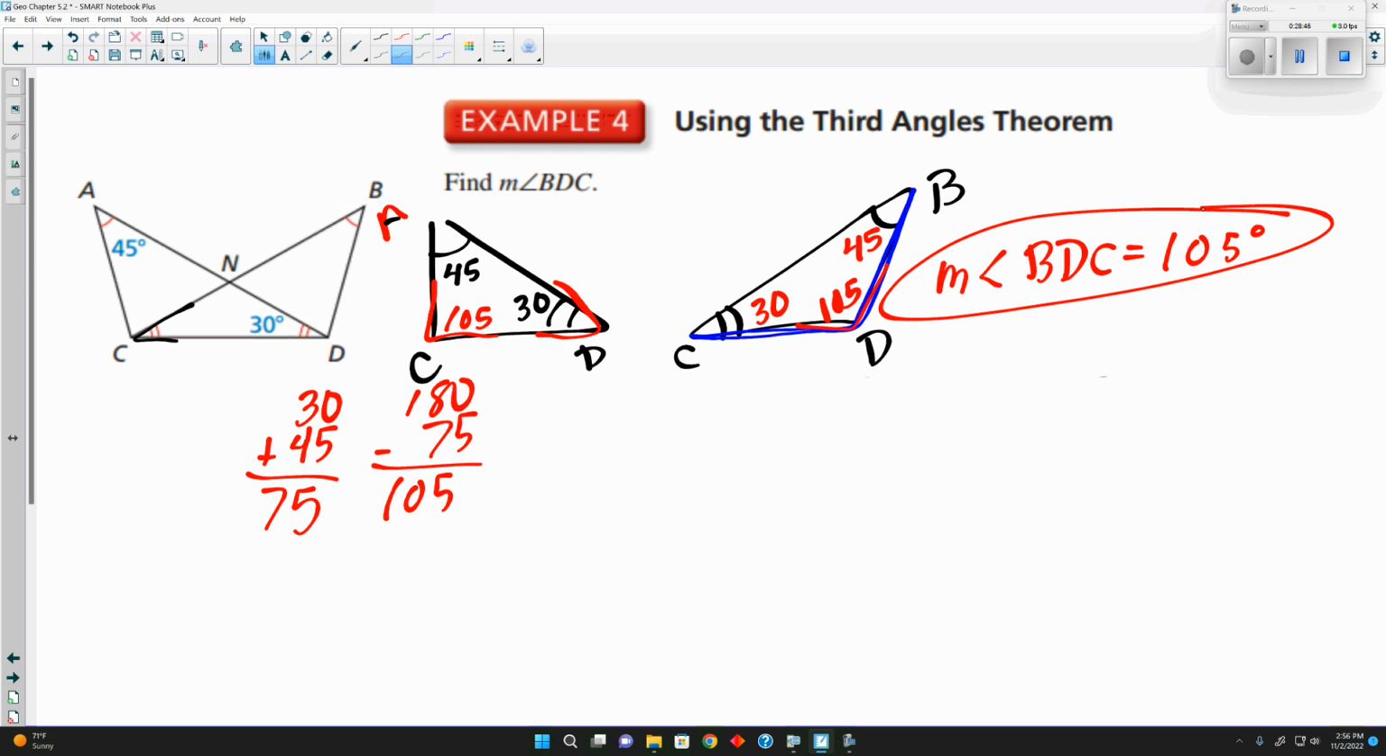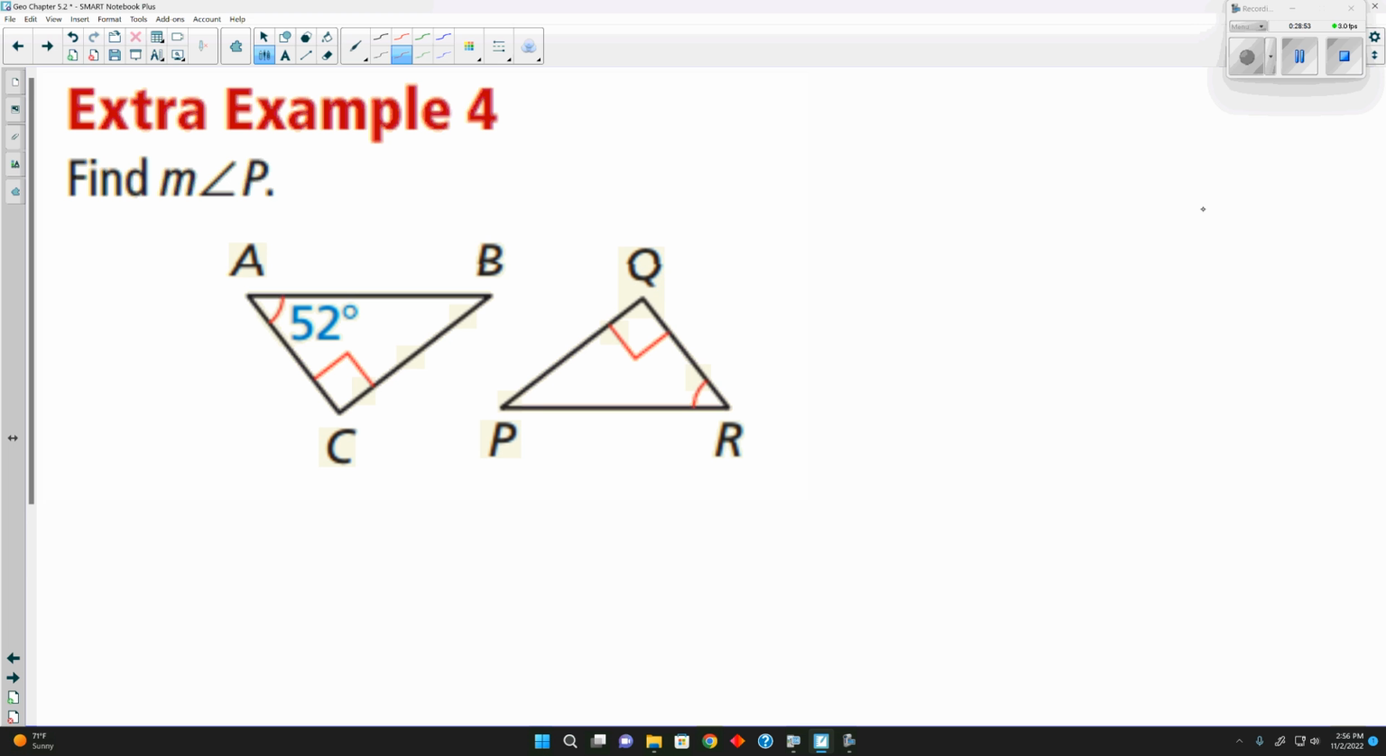Any questions on this here? We good with this here? Angle P, this is the one we want to find. Well, we know that Q is 90, R is our mark. So R is 52, Q is 90, but we know that the two P angles are going to be the same.